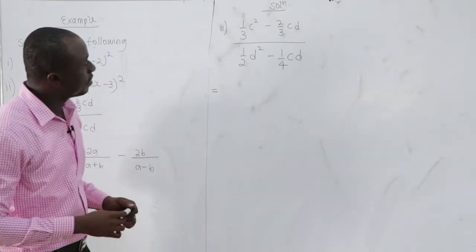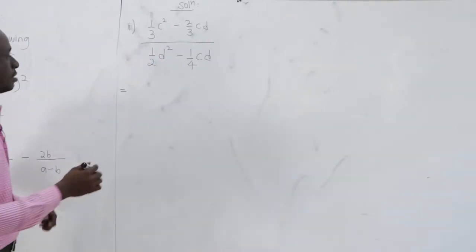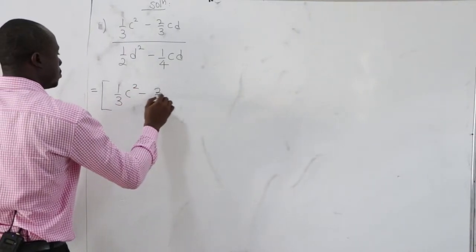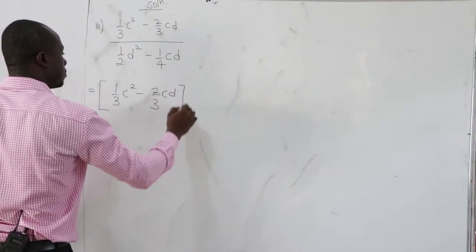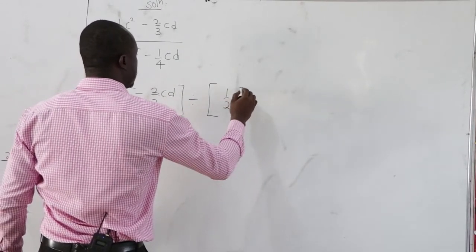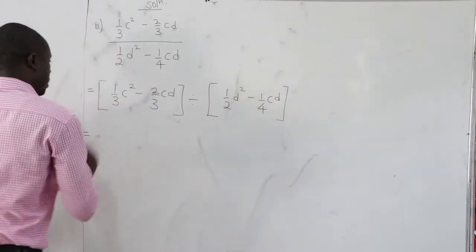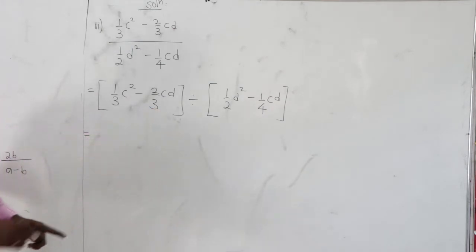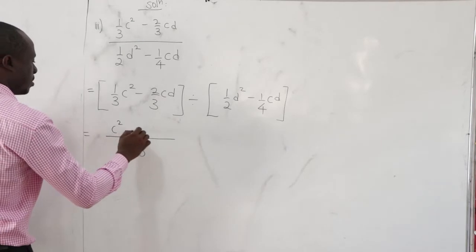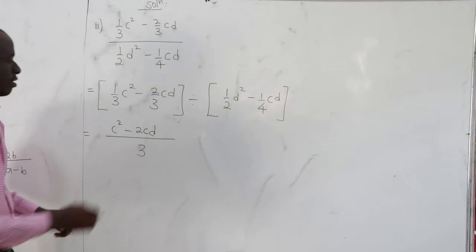Now let's consider this very one. So the numerator is 1 over 3c squared minus 2 over 3cd. So let me rewrite it. So I have 1 over 3c squared minus 2 over 3cd divided by 1 over 2d squared minus 1 over 4cd. Now with this, let's find the LCM over here. The LCM is 3. So the numerator becomes c squared minus 2cd. 3 will cancel 3, and you have that.